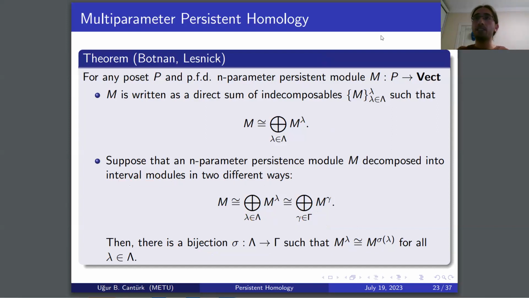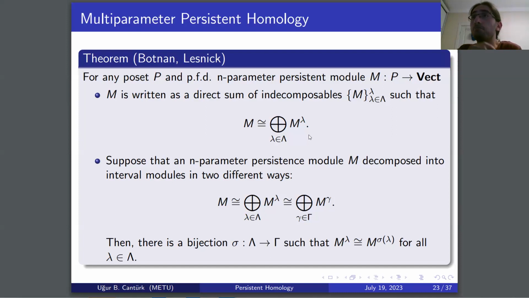But the problem here is as follows. In one parameter, all of the M^λ are just interval modules. But in this case, they are just indecomposables. We don't know what they are. And without knowing what they are, we cannot say that this gives a complete invariant. Actually, we don't have a complete invariant structure here. We cannot extend our barcode and persistence diagram to the multiparameter case. So this is one bad side of the multiparameter case.